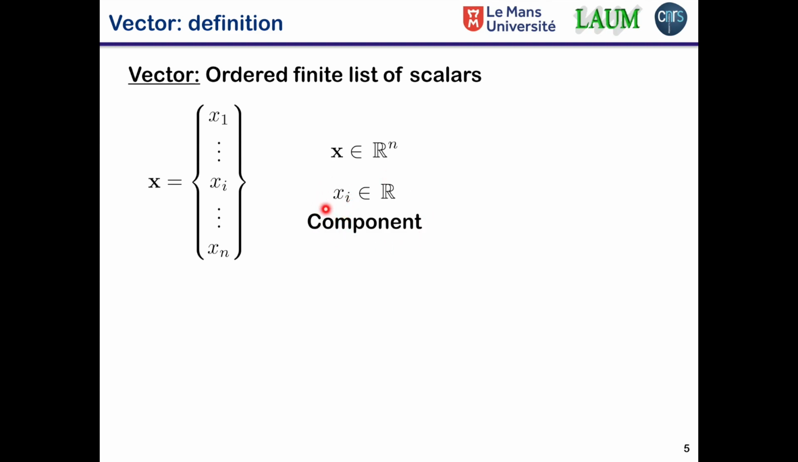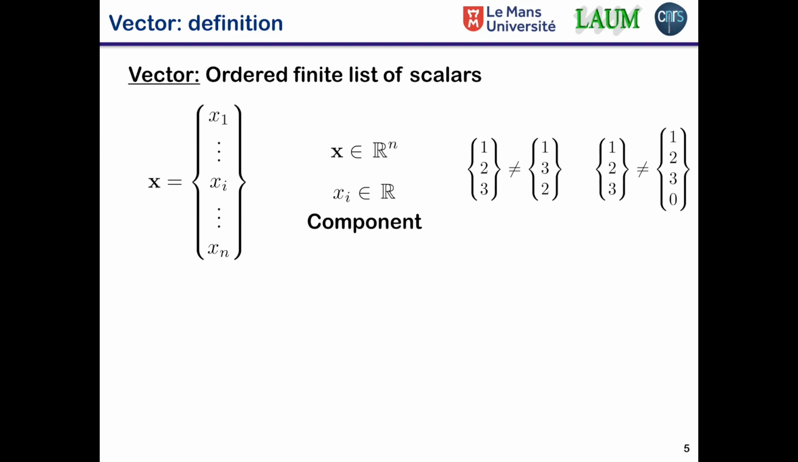The scalars are called the components of the vector, and Rn is the set of all the vectors of real numbers with a list of length n. Just a few examples, or some small comments: for two vectors, it's important that they are ordered, so these two vectors are not the same. They should also have the same dimension, and it's not because you have a 0 that this is the same vector.